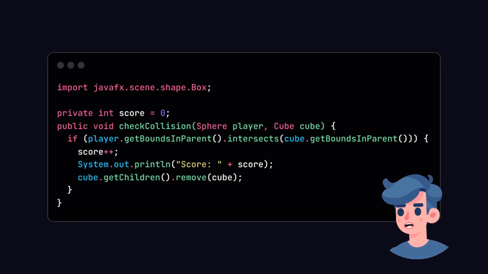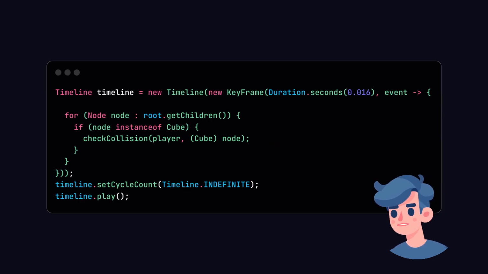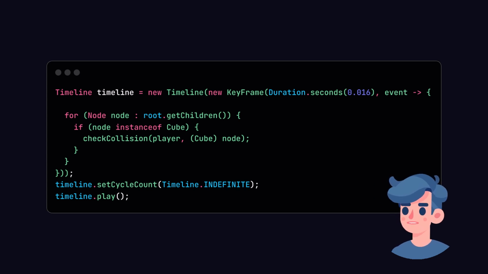Next, we should keep track of how many cubes the player has collected. We'll use a simple integer counter that increments every time our player's sphere collides with a cube. To do that, we will implement collision detection. To check for collisions consistently throughout the gameplay, we can use a Timeline to repeatedly call our checkCollision method.